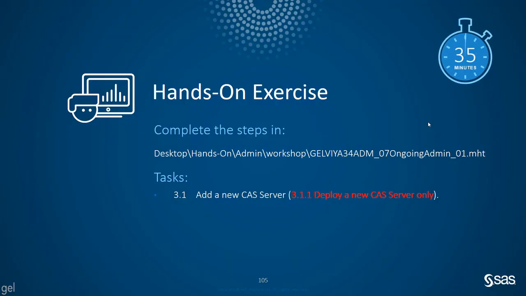All right, so here's your chance. You're going to add a new server. So in your deployment, you have CAS01, which is your first controller. You have CAS02, which is a secondary controller. And you have CAS03, which is your worker. You also have a blank machine called CAS04. So what I'd like you to do now is carry on with the exercise 3.1.1.